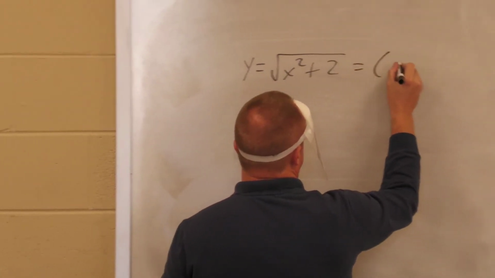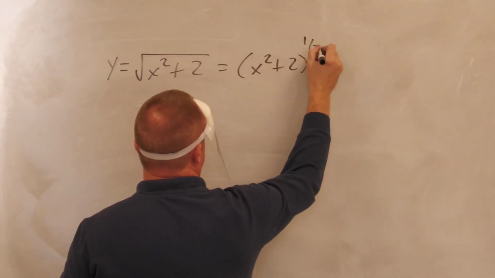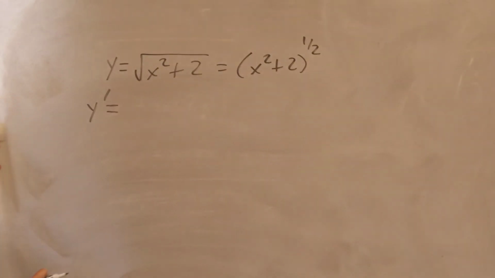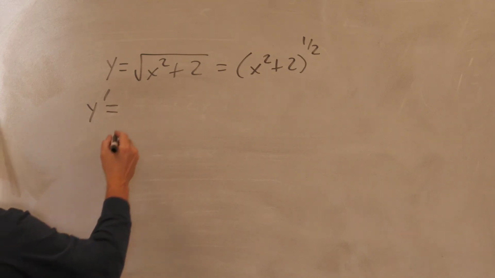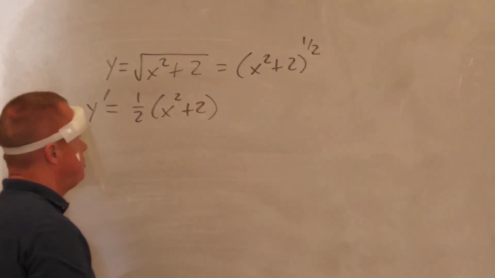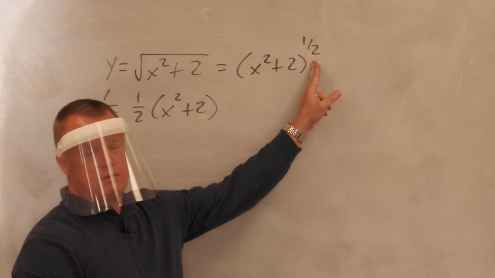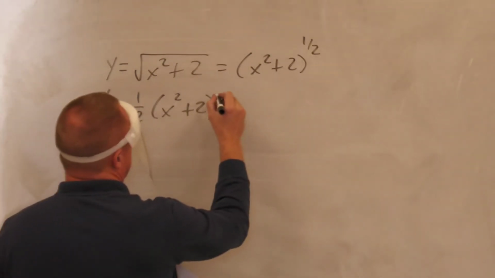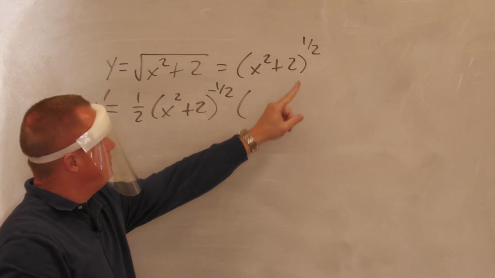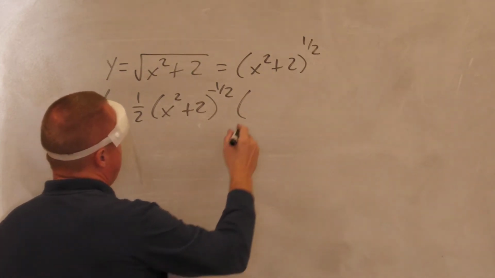First, I would write this as x squared plus 2 to the 1/2 power. We're going to find the first derivative first, okay? So that one is pretty straightforward. The outside function is the power of 1/2. The inside function is x squared plus 2. So I would say 1/2 x squared plus 2, and then subtract 1 from 1/2. That'll be negative 1/2, times the derivative of the inside.